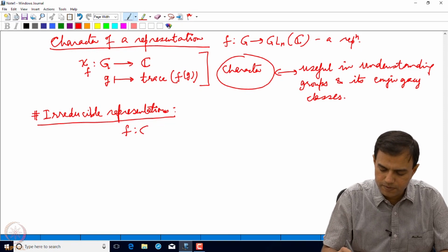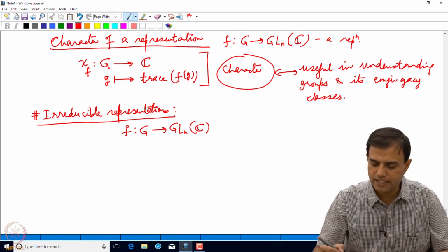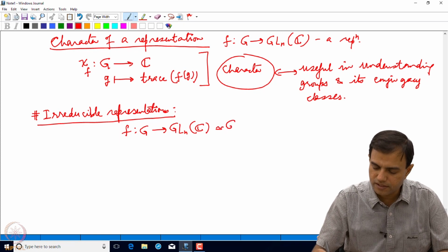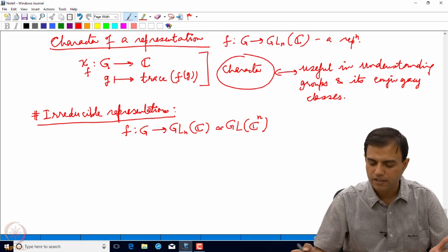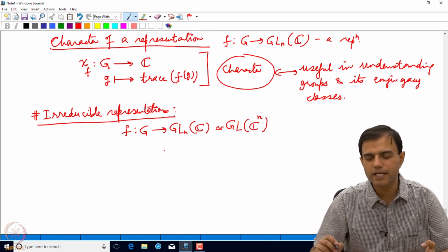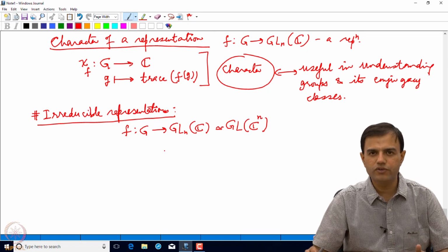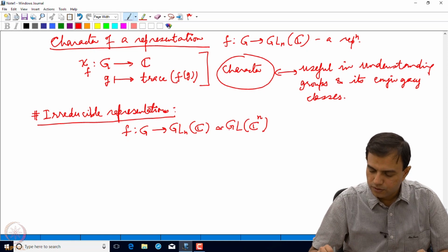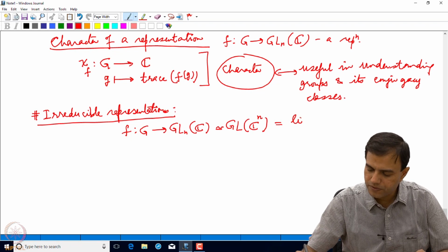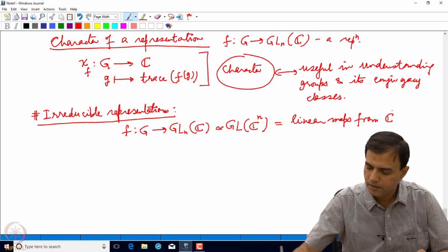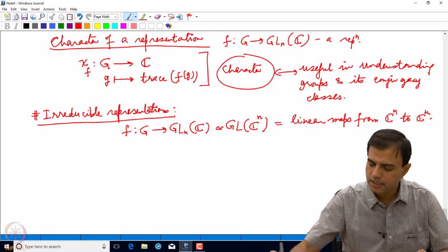So I have, say, this representation. So I can think of GL_n(C) as matrices, or I can think of it as automorphisms of the vector space C^n. So C^n is a vector space. I could have said R^n, but theory over R is slightly complicated. Theory over complex numbers is quite straightforward. So you can think of it as linear maps from C^n to C^n.